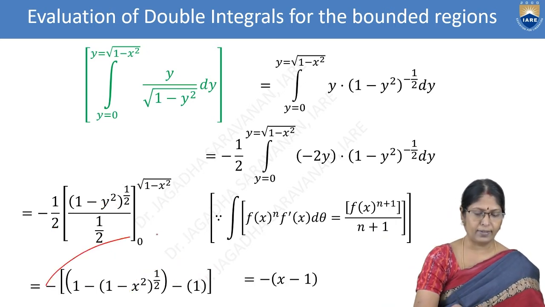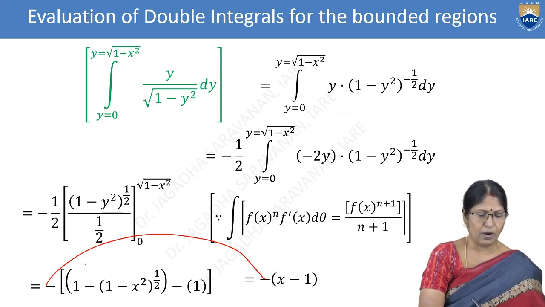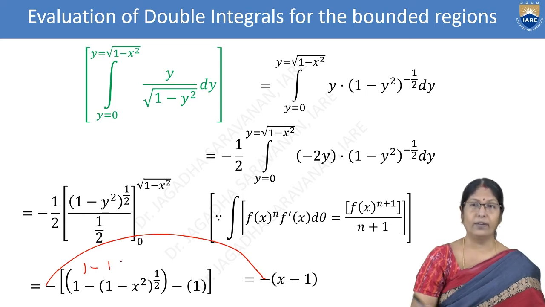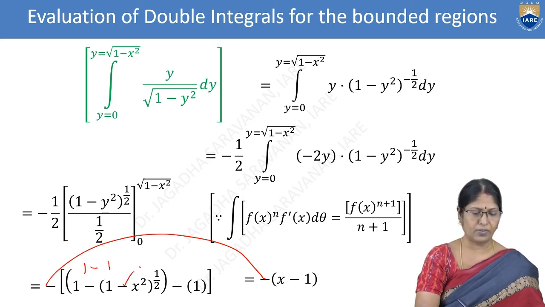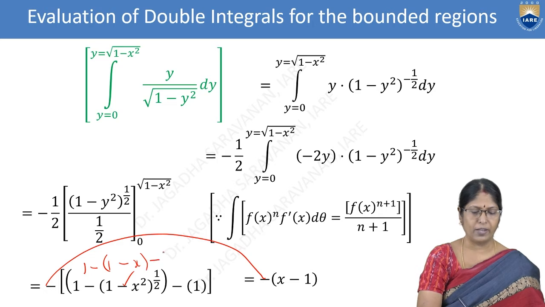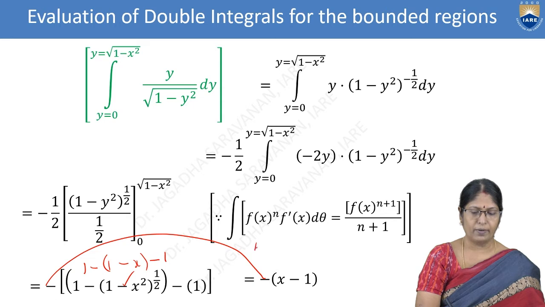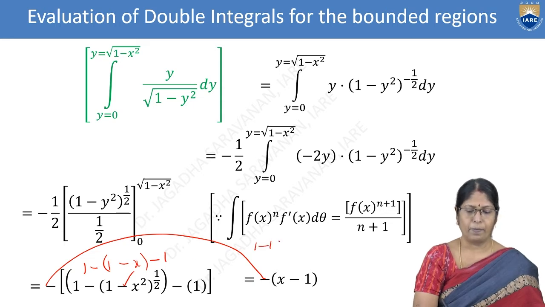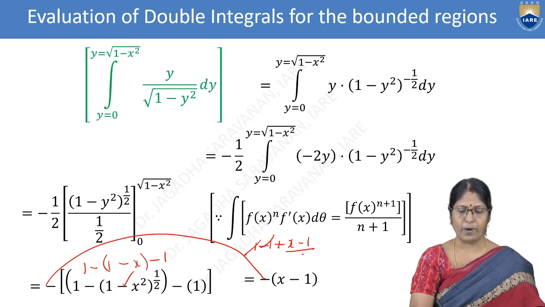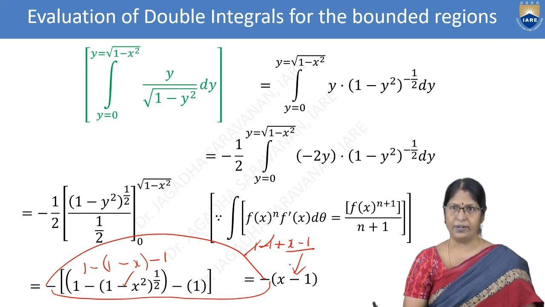So this minus is written here, and here 1 minus, this is 1. This minus is written as it is. 1 minus x square to the power 1 by 2 gives x. This minus 1. Now 1 minus 1 plus x minus 1, this cancelled. We got x minus 1. This minus we didn't touch at all; we are bringing it as it is.